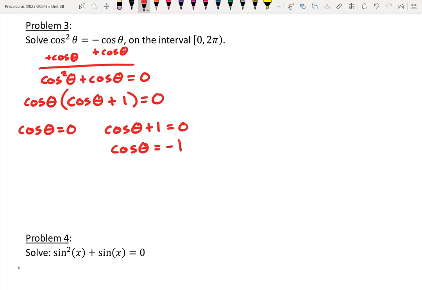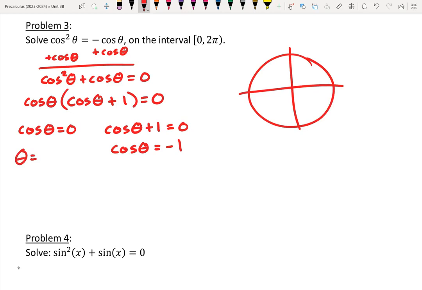And now we go to the unit circle and think, where on the unit circle is cosine not only 0, but also negative 1? When does that happen? Let's start with cosine equal to 0. When is cosine equal to 0? Or cosine's x value. When is x equal to 0 on the unit circle? Pi over 2, where else? 3 pi over 2. All right, so that's at pi over 2 and 3 pi over 2.